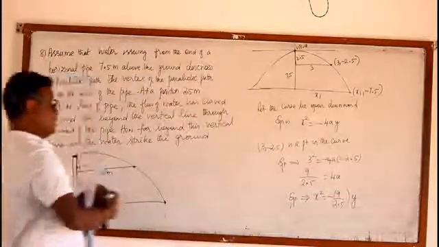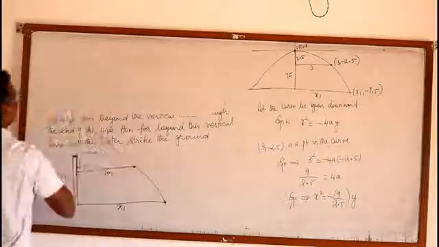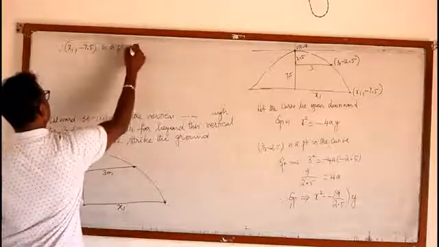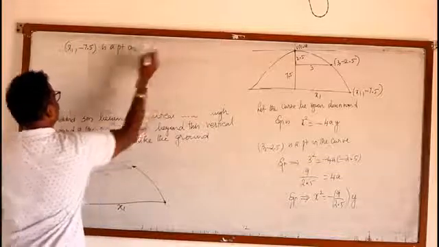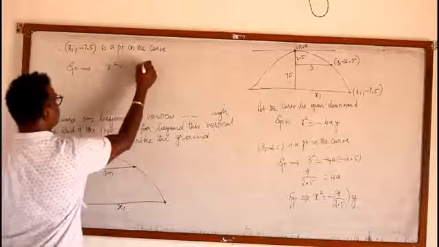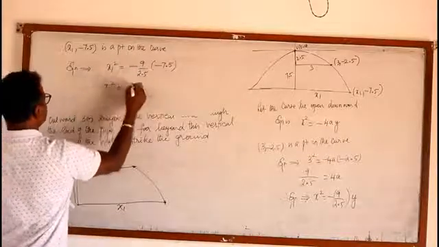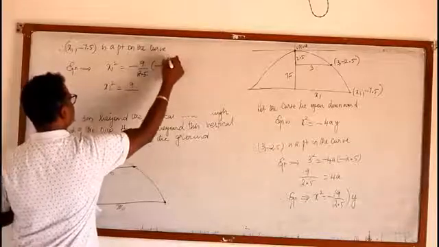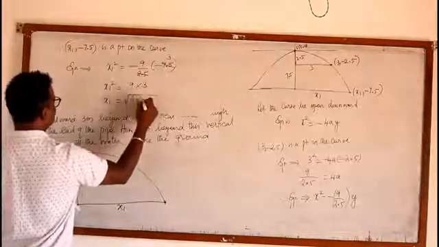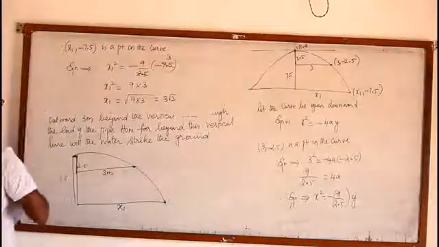So now the unknown point is (x1, -7.5). So if I take that, x1, -7.5 is a point on the curve. Then the equation becomes x1 square equal to minus 9 by 2.5 into minus 7.5. So x1 square is minus into minus plus, and 2.5 and 7.5 cancel exactly 3 times. So 9 into 3. I need x1. So it is root of 9 into 3. Is it 3 root 3? Therefore, water strikes the ground 3 root 3 meter from the pipe.